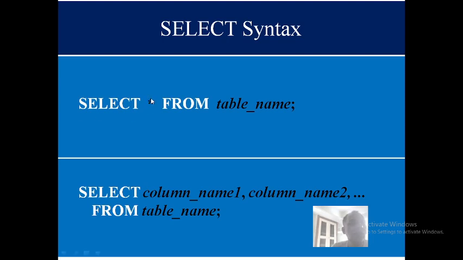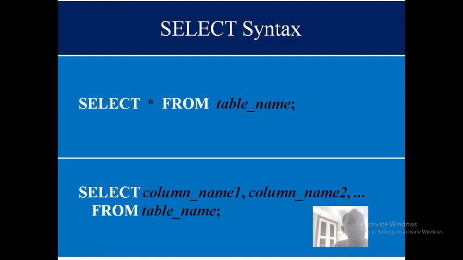Star means irrespective of conditions, whatever all the columns are there, all the columns will be displayed. All the columns. In the college we are having 3 columns. One is ID, second one is column name, and third one is address. So all the things will be displayed. All the columns values will be displayed. If you have given star here, star means all the columns.